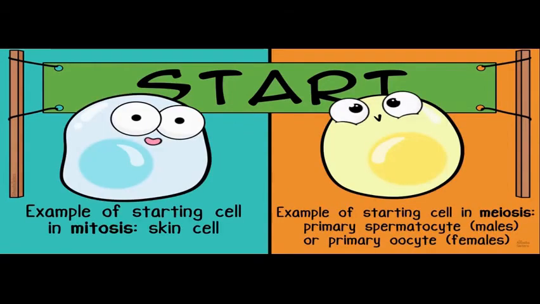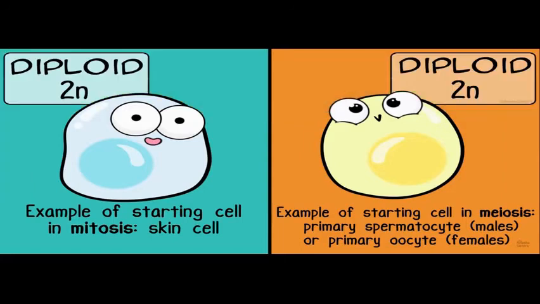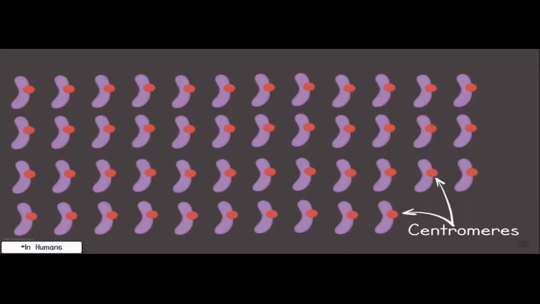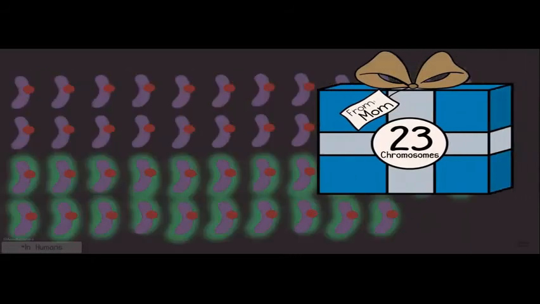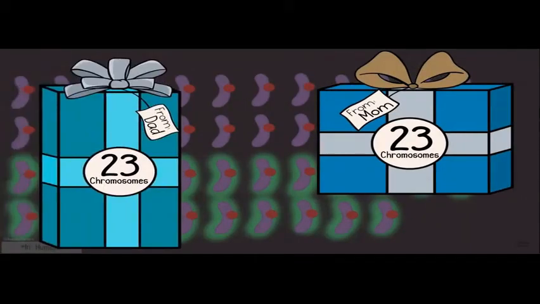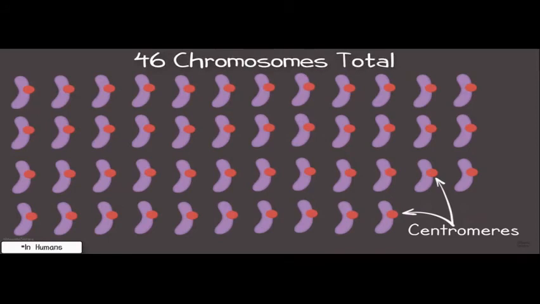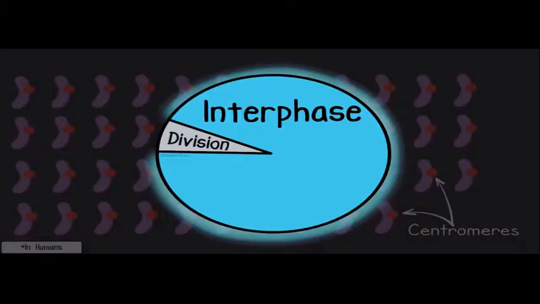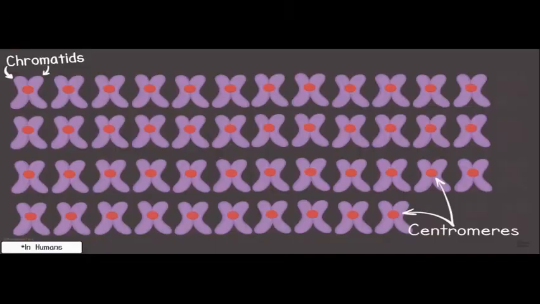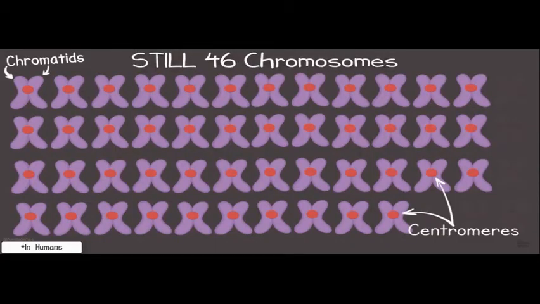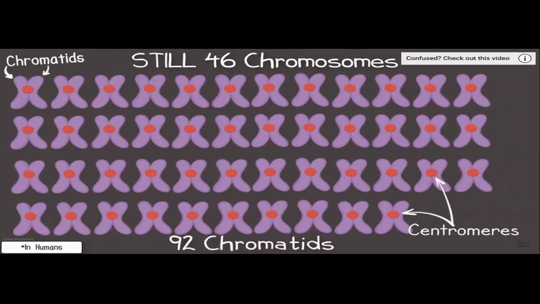Your starting cell in both mitosis and meiosis is diploid, written here as 2N. That means it has two sets of chromosomes. In humans, that's one set of 23 chromosomes from mom and one set of 23 chromosomes from dad, 46 chromosomes total. During interphase, the cell duplicates the chromosomes. When you duplicate 46 chromosomes, you still say there are 46 chromosomes, as the newly duplicated portion is still attached at the centromere region. But there are actually 92 chromatids.